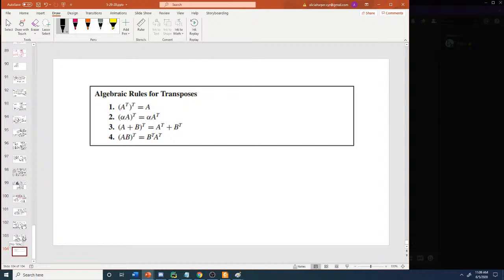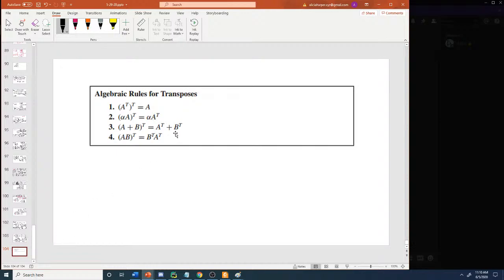Also, if you multiply a matrix by a scalar and then you take the transpose, this is in fact the same thing as multiplying the scalar by the transpose to begin with. Likewise, if you add 2 matrices and take the transpose, this is just the same thing as taking the transpose of each of them individually and then adding them together.